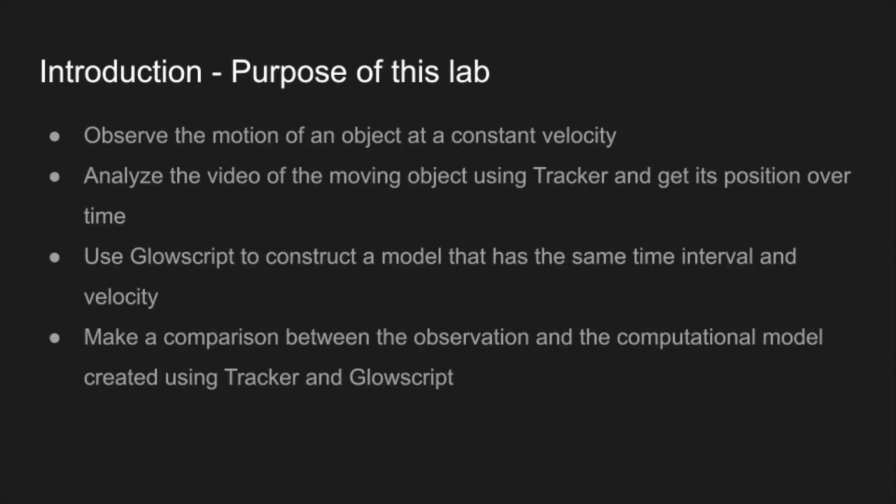The purpose of this lab was to observe the motion of an object at a constant velocity, analyze the video of the moving object using Tracker and get its position over time, use GlowScript to construct a model that has the same time interval and velocity, and lastly make a comparison between the observation and the computational model created using Tracker and GlowScript.